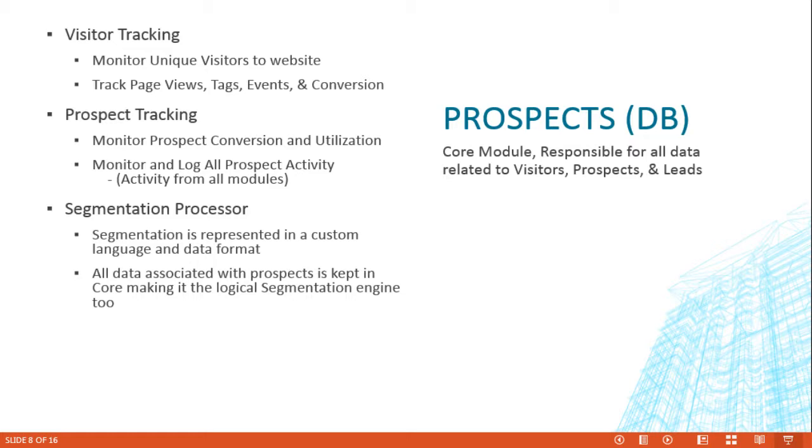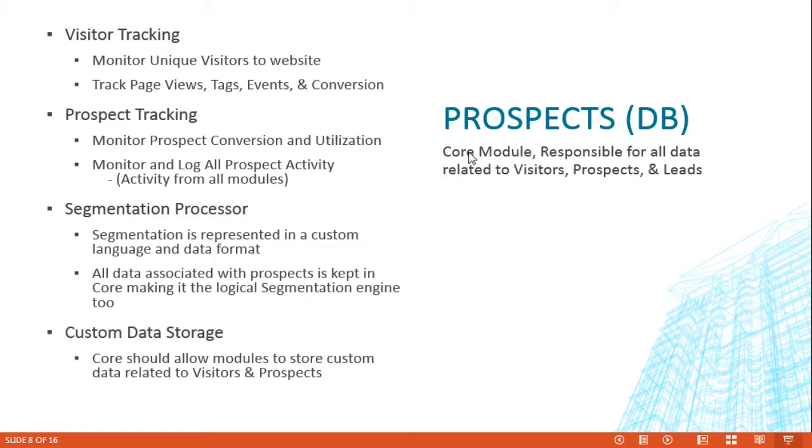So that custom data could be from any of the other modules, like they opened an email, or they clicked that email, or heck, the email bounced. That gets stored here in the core module, tied to that prospect. And you get custom data storage. Any of the other modules or systems will be able to store custom data related to specific visitors or prospects here, as goes for leads and customers also.